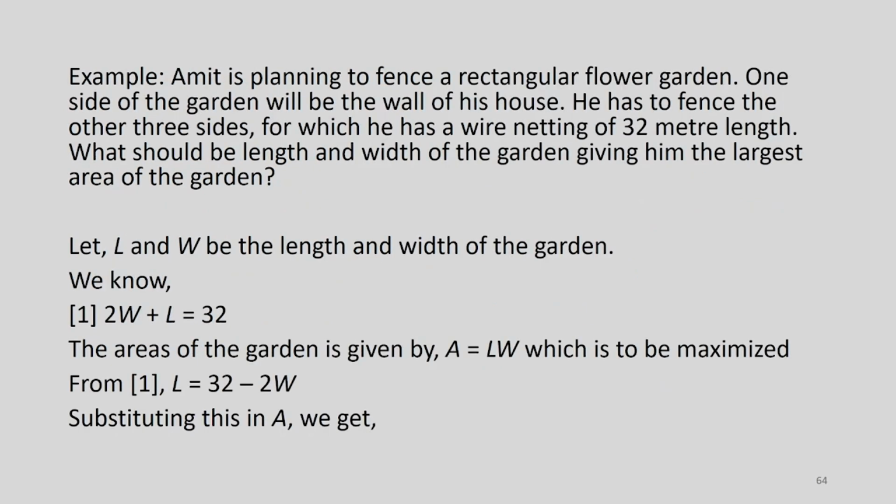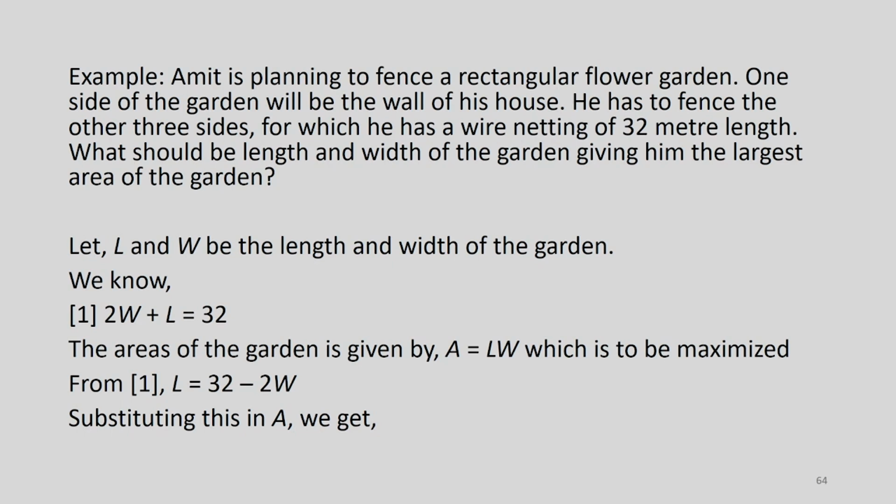Now here is another example. Amit is planning to fence a rectangular flower garden. One side of the garden will be the wall of his house. He has to fence the other three sides, for which he has a wire netting of 32-meter length. What should be the length and width of the garden, giving him the largest area of the garden? So, this is the question.